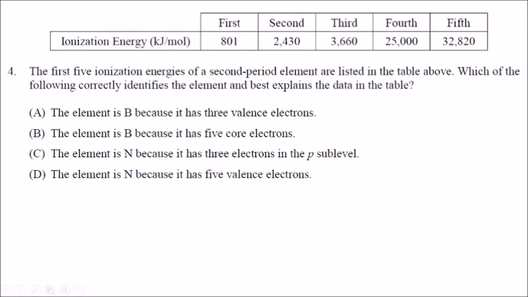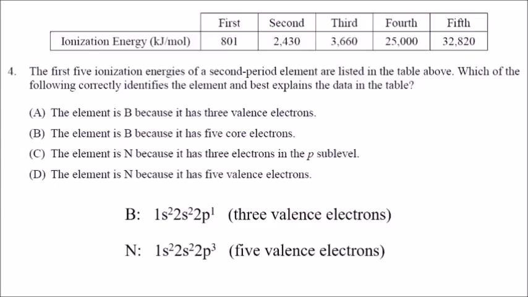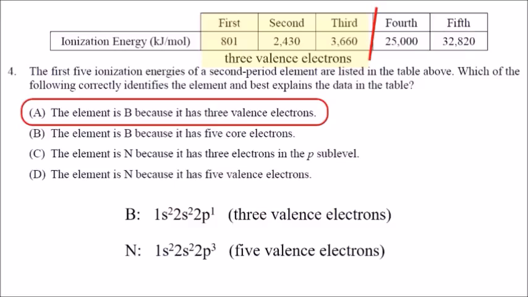In number 4, we are presented with successive ionization energy values, so first, second, third, fourth, and fifth, for an element in the second period. So we know the answer is either boron or nitrogen. Boron has 3 valence electrons, and nitrogen has 5 valence electrons. Since we can see a rather large increase in the energy between the third and the fourth ionization energy, that means that this particular element has 3 valence electrons, so the correct answer is A.